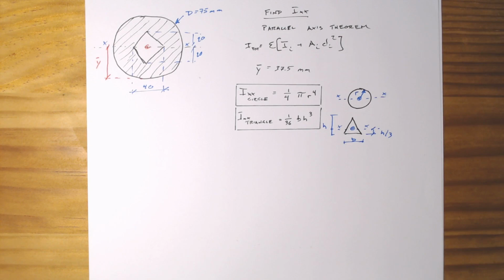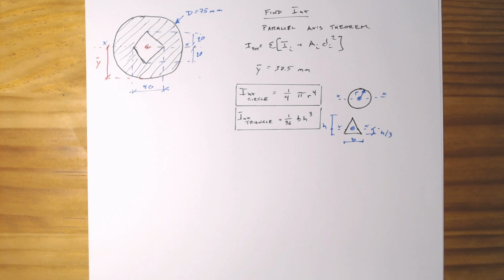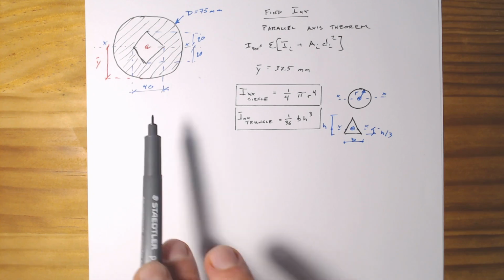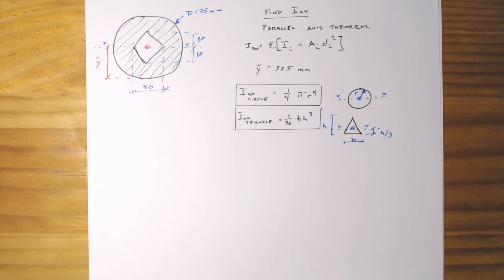In this video, we will continue our exploration of the use of the parallel axis theorem to determine the moment of inertia of complex shapes. So what we have here is a circle that has a diameter of 75 millimeters and has this diamond shape which has been punched out of it, which is 40 millimeters by 40 millimeters tip to tip.